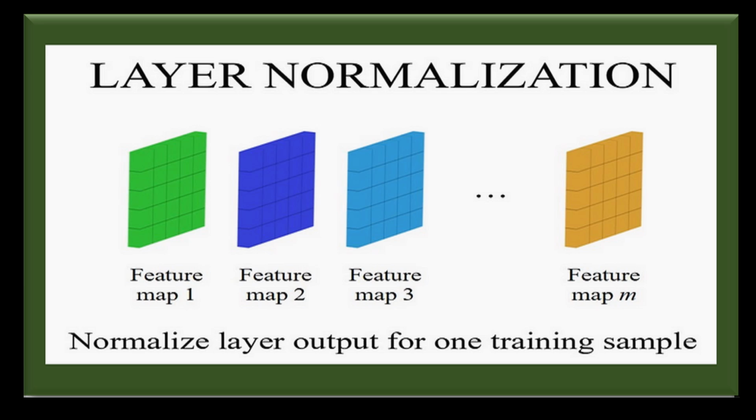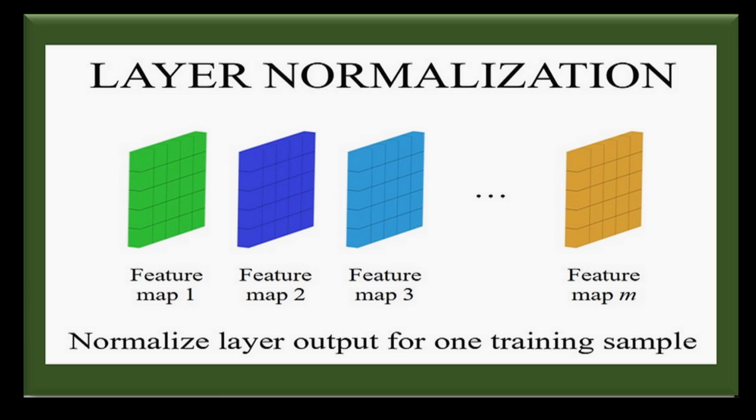This layer normalization is applied to the output of each neuron within the layer. Specifically, it computes the mean and standard deviation of the activation across the neurons in a given layer and then scales and shifts the activation to have zero mean and unit variance.